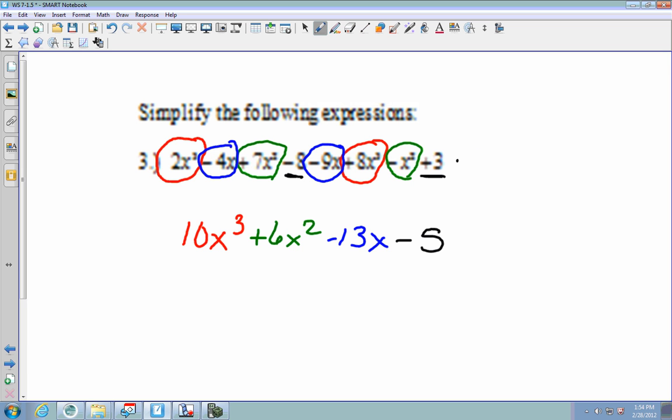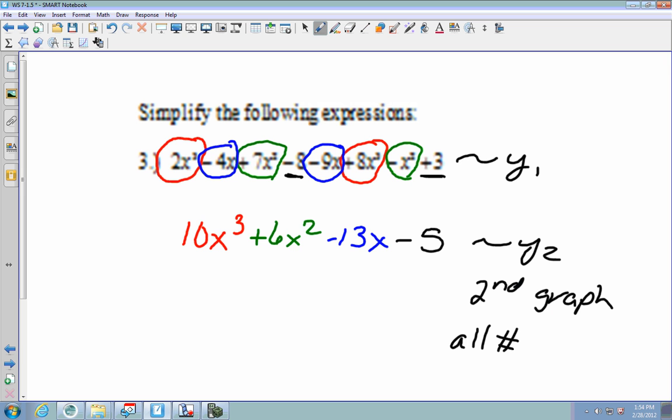Now to check this, you would put the problem into y1, your answer into y2, and press second graph. To make sure it was right, you'd make sure that all the numbers in y1 equaled y2, that they all matched.